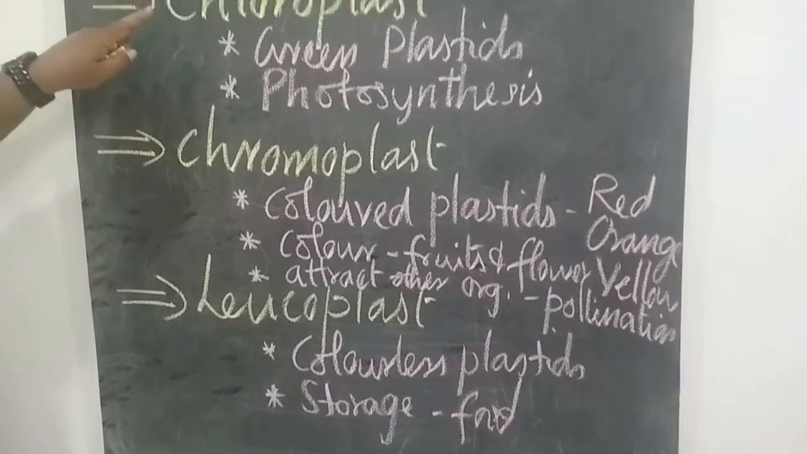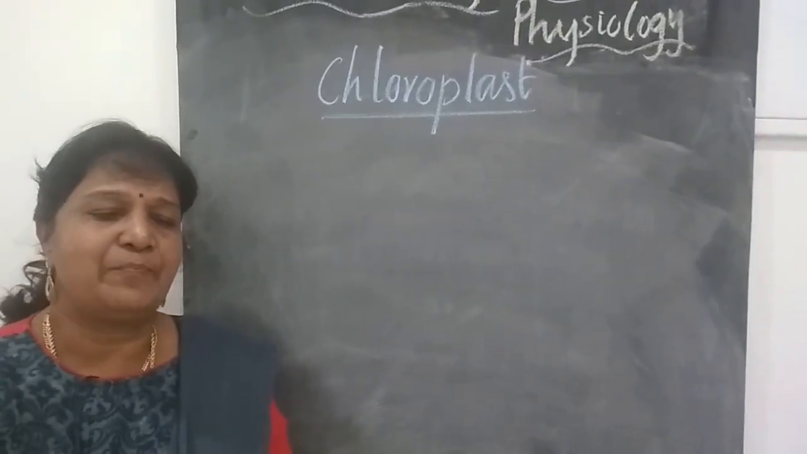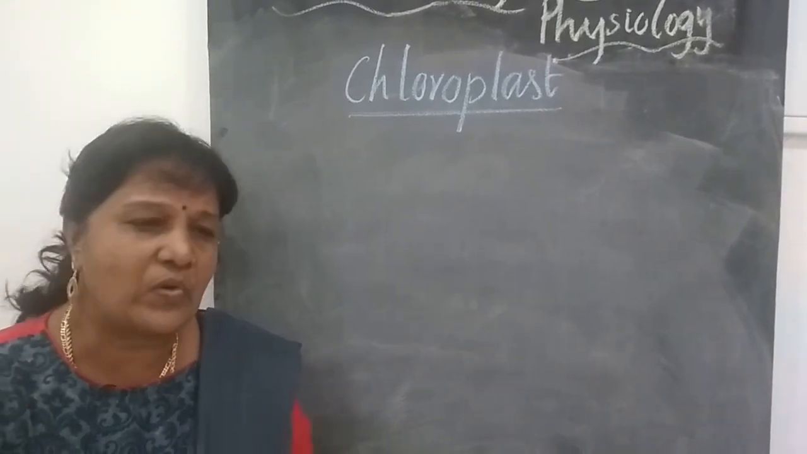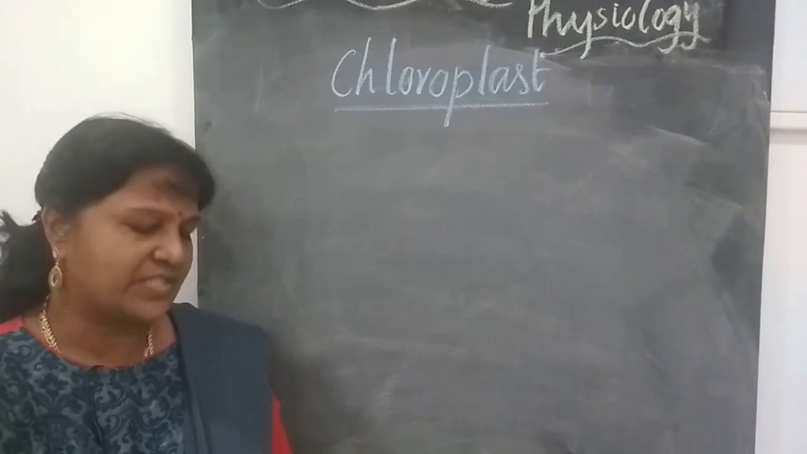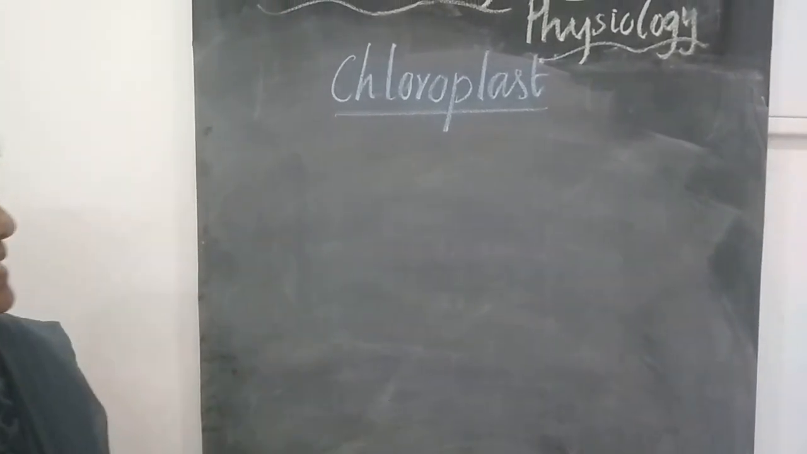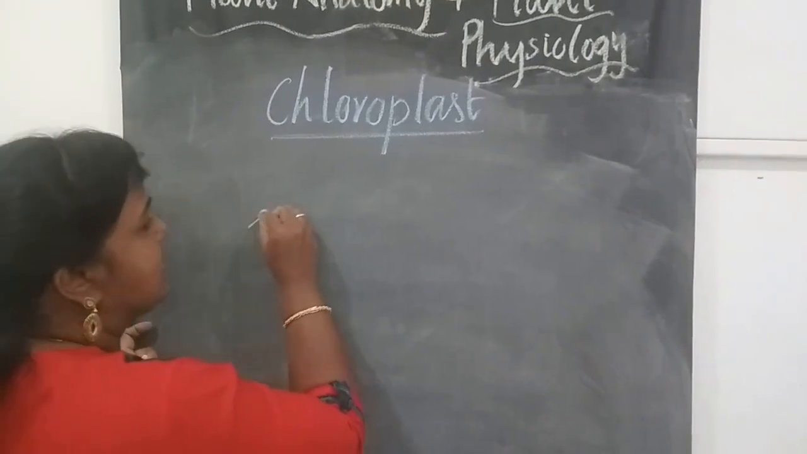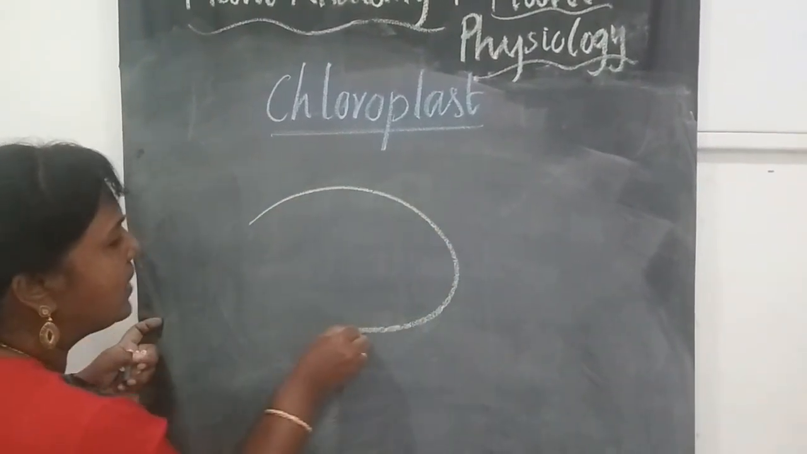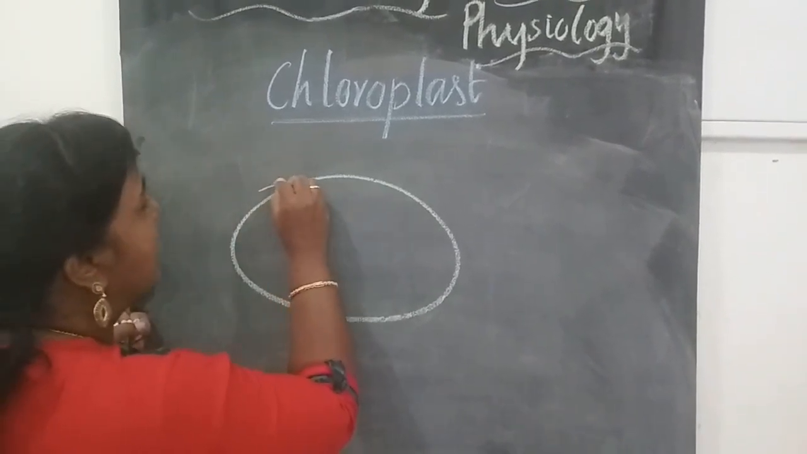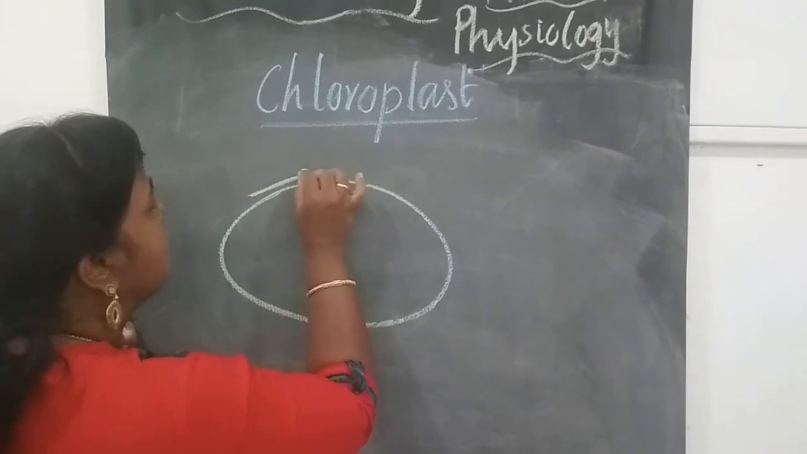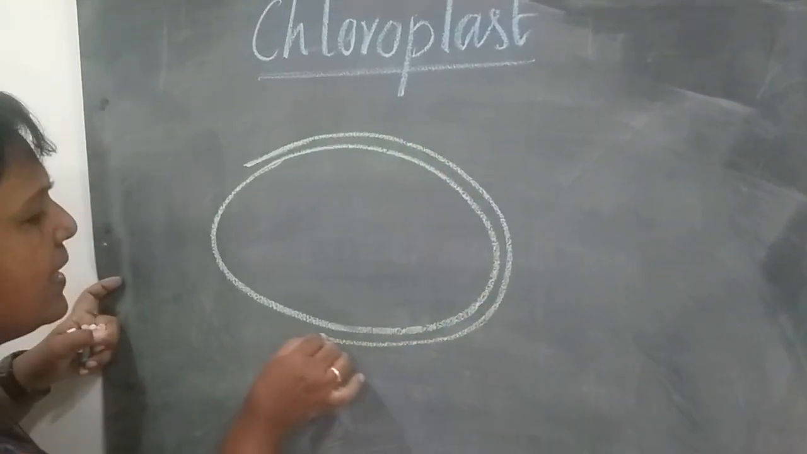Now let us see the chloroplast in detail. Chloroplasts are the green plastids which contain chlorophyll and are involved in photosynthesis. Now the structure of the chloroplast: they are oval-shaped organelles, bounded by a double-walled membrane.